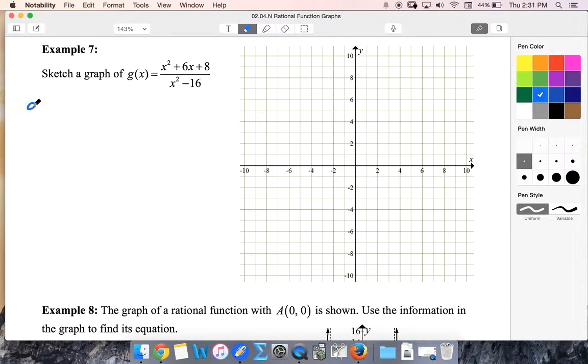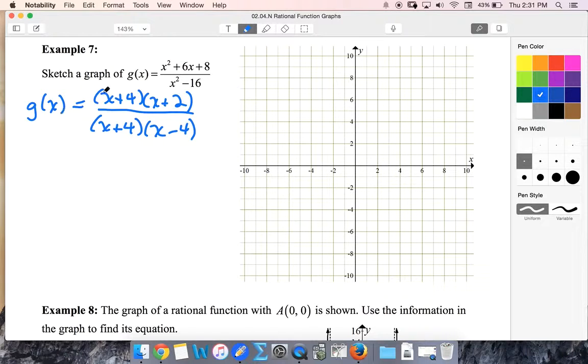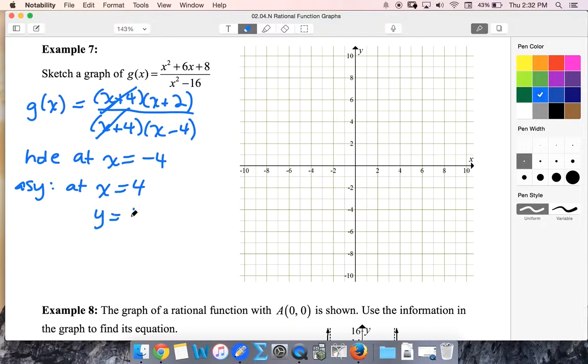So hopefully the first thing that you did was take g of x and factor. My denominator, difference of squares, x plus 4, x minus 4. We see we have our canceling, which tells us that there is a hole at x equals -4, and I see in my denominator I have an asymptote at x equals 4, and I also have one at y equals 1, knowing that x plus 2 over x minus 4, they have the same power and leading coefficient of 1.